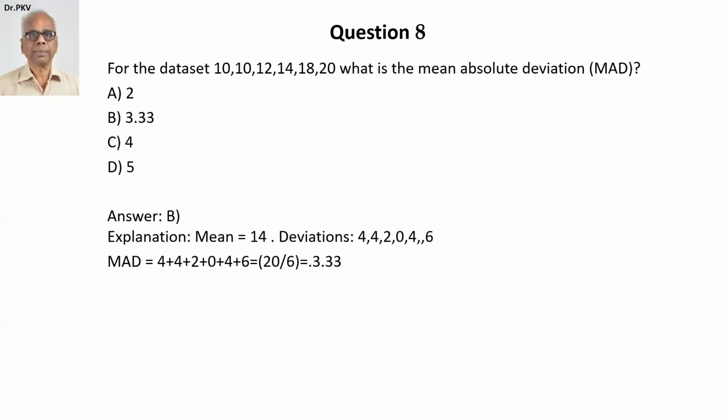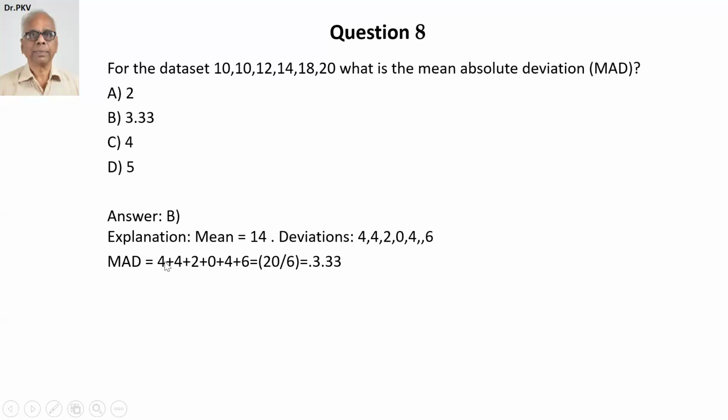The first step is to calculate the arithmetic mean. When I add these numbers, 10 plus 10 plus 12 plus 14 plus 18 plus 20, I get 84 divided by 6. The arithmetic mean is 14. Subtract the arithmetic mean from each observation now and ignore the sign; you take the absolute values. So 10 minus 14 is 4. 10 minus 14 is 4 again. 12 minus 14 is 2. 14 minus 14 is 0. 18 minus 14 is 4. 20 minus 14 is 6. These are the absolute values when I ignore the sign.